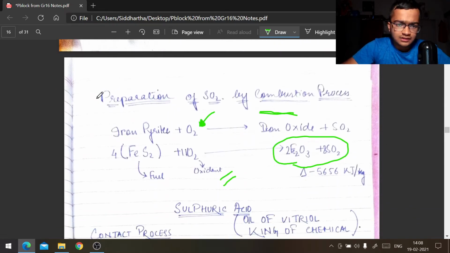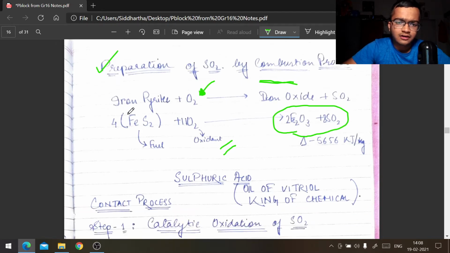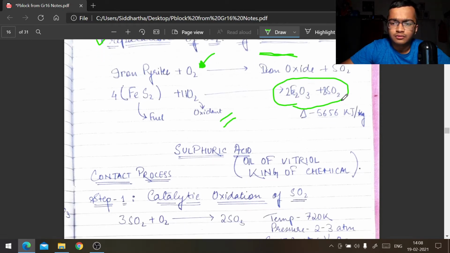Now preparation of sulfur dioxide by the combustion process. When you take iron pyrites and perform combustion, you obtain Fe2O3, which is the ferric oxide, and SO2 is given out as a byproduct.